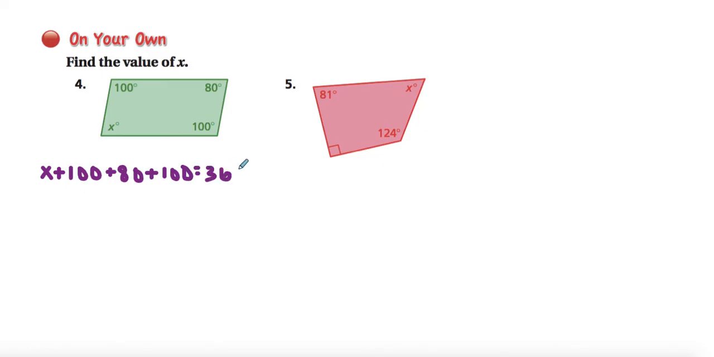All I am doing is I'm taking all of the angles that are inside of my shape, adding them together, and setting them equal to 360 degrees. I'm going to simplify this by bringing down my X. I'm going to solve 100 plus 80, which is 180. I'm going to bring down the rest of my equation. So plus 100 equals 360.